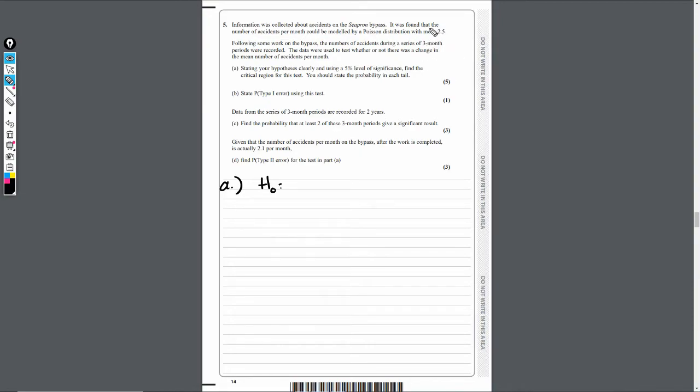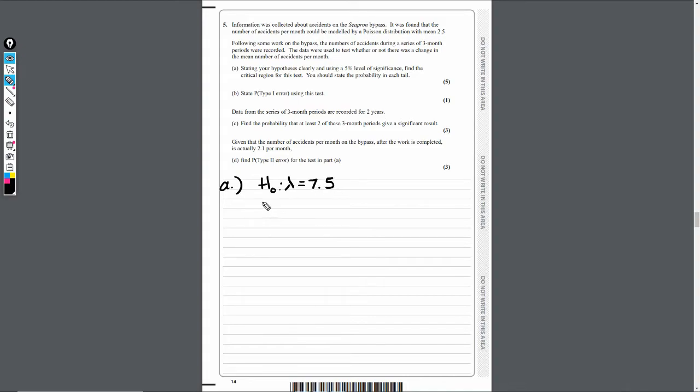So if we want it for a 3-month period, all we've got to do is scale that up. So we're going to have to times it by 3. So 2.5 times by 3, well, that's going to be 7.5, right? Our lambda is going to be equal to 7.5. So let me just undo that, because I need to put my lambda in. H naught: lambda, so the mean, is equal to 7.5.